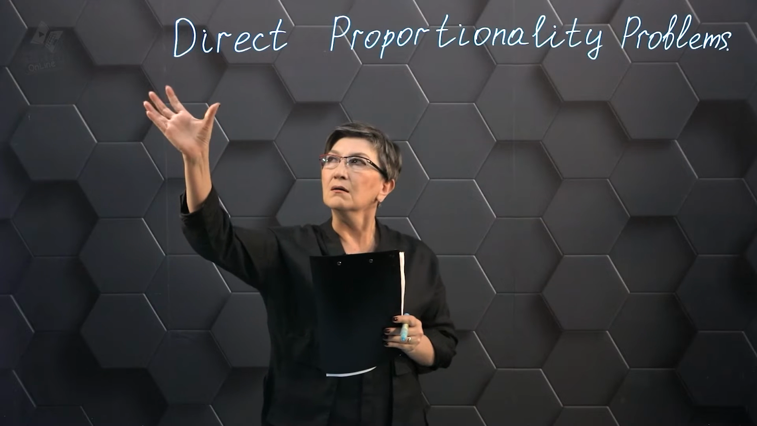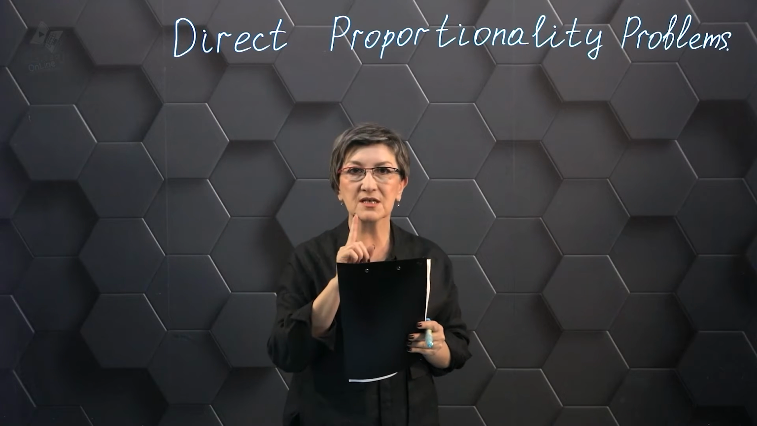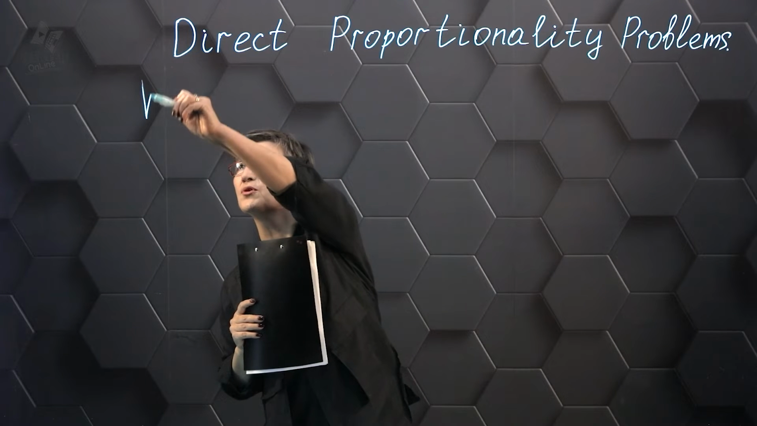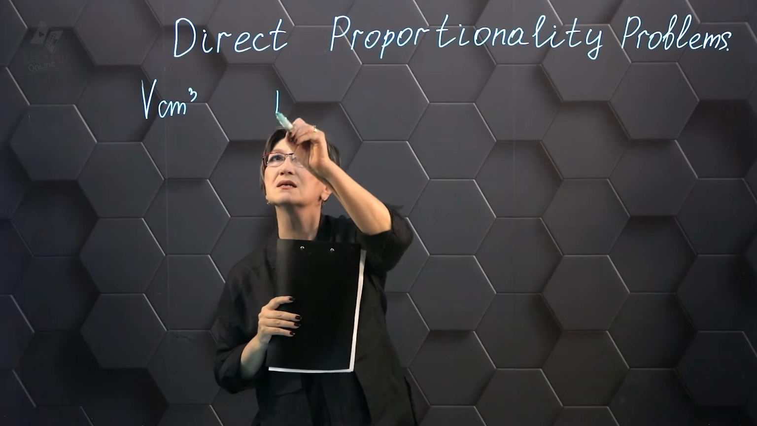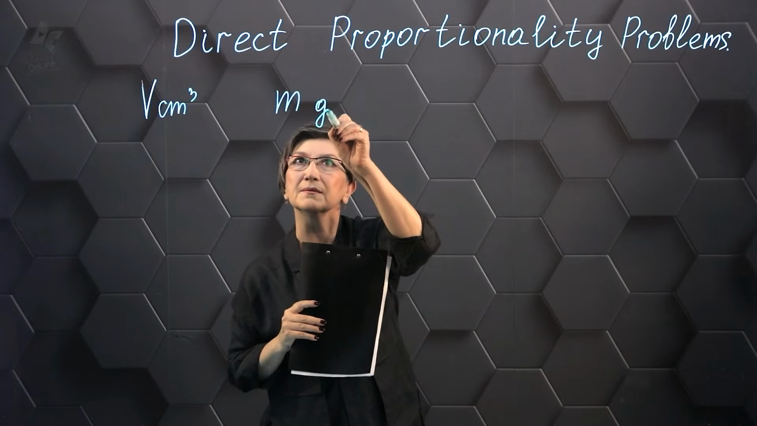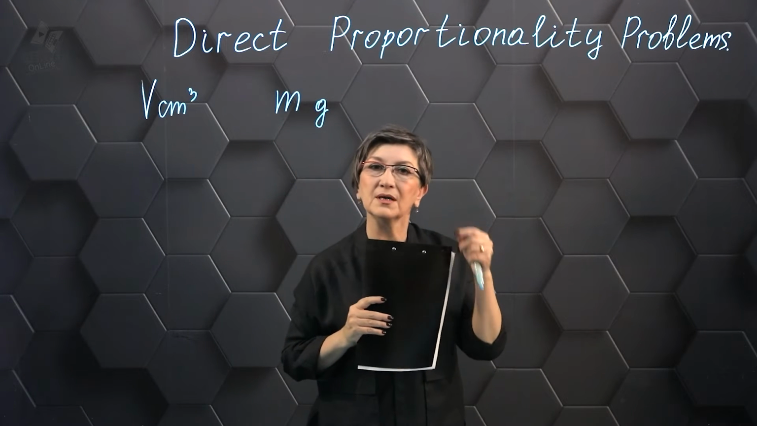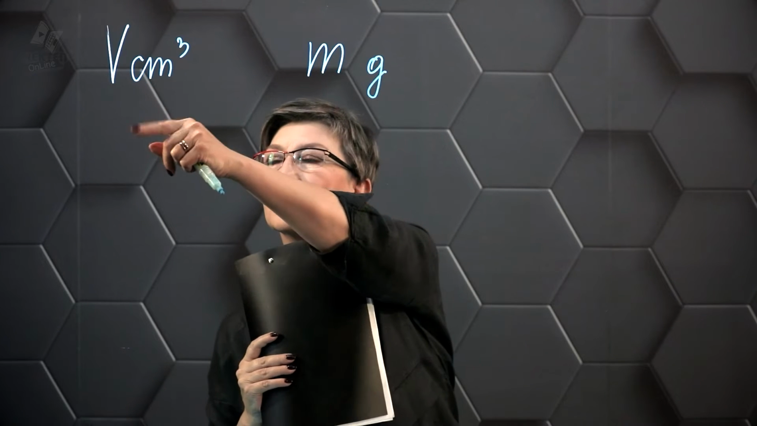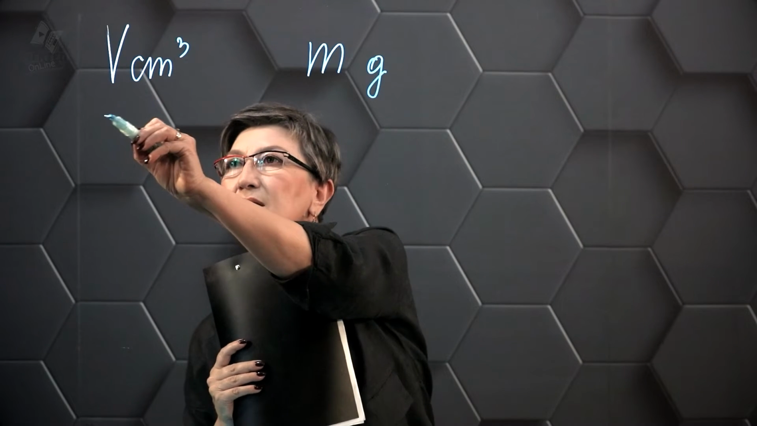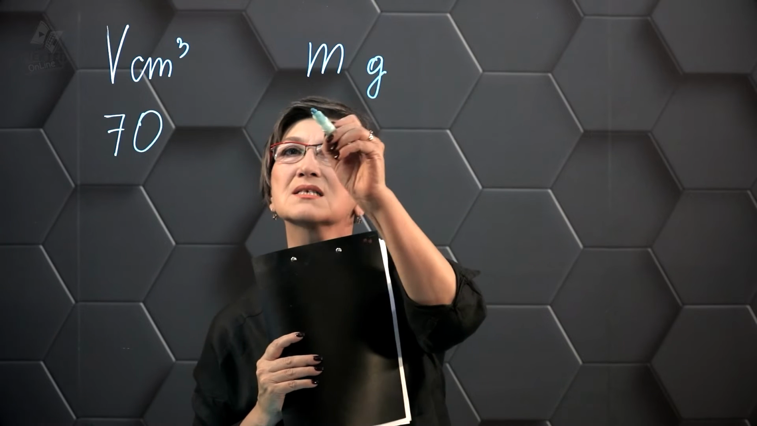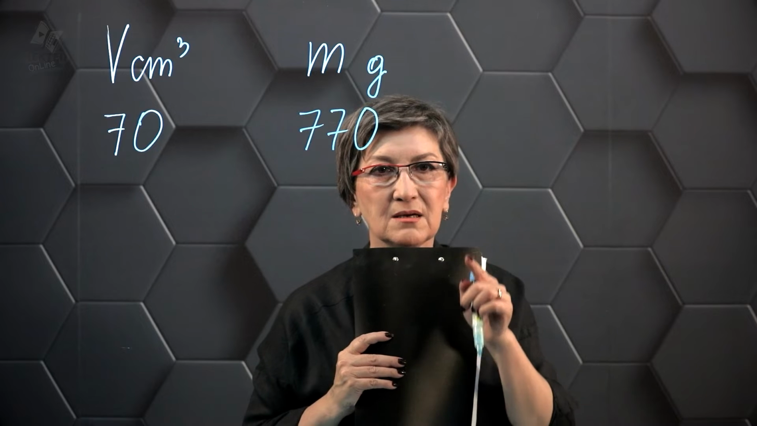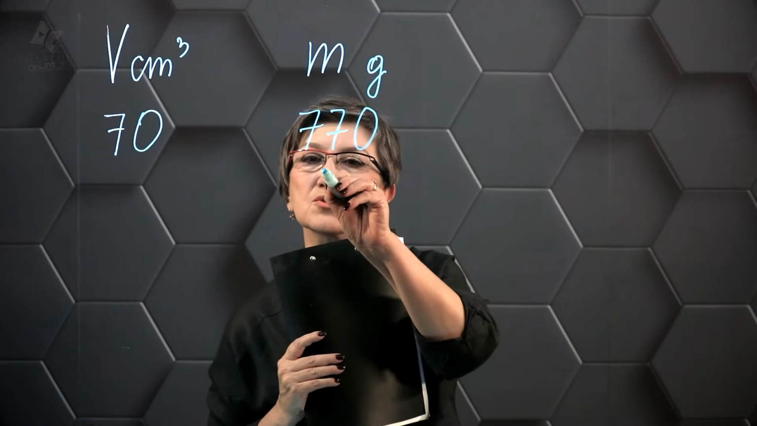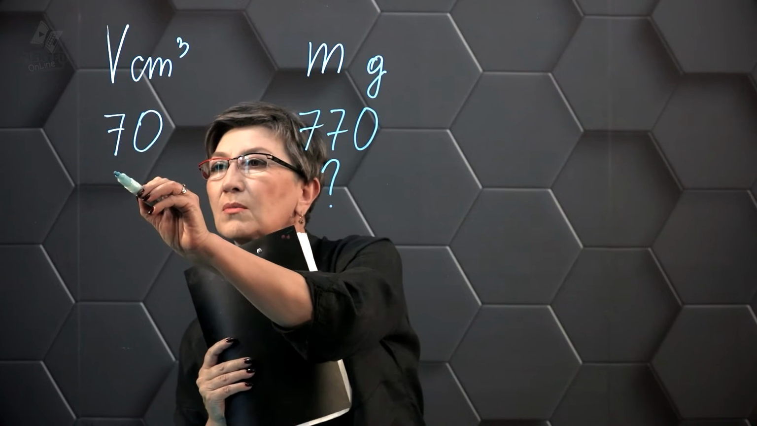In order to solve this problem, I recommend that you write down the quantities. In our problem, we're talking about volume, which is measured in cubic centimeters, and mass, which is measured in grams. The condition of our problem talks about these. Let's write it down. The volume, 70 cubic centimeters, mass 770 grams. We need to find the mass of the ingot, if the volume is 25 cubic centimeters.